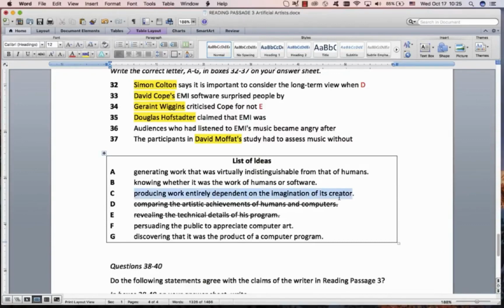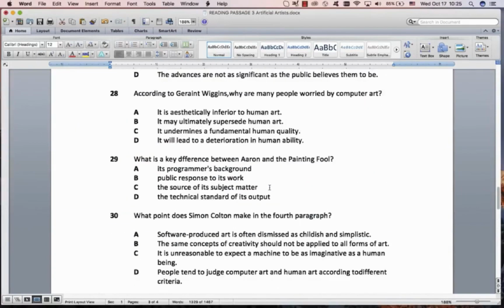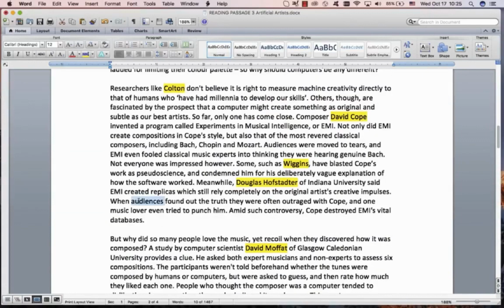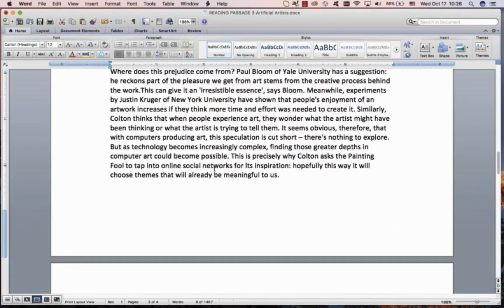So this one I'm also quite confident about, that Hofstadter was C. The audiences became angry after. When did the audiences become angry? Here's audiences here. When they found out the truth, they were outraged, and one even tried to punch him. So they became angry, outraged, punched when they found out the truth. Now you need to know what is the truth. The truth is, and for this it's a bit difficult, the truth is that this program created the music and the people thought it was created by real people.